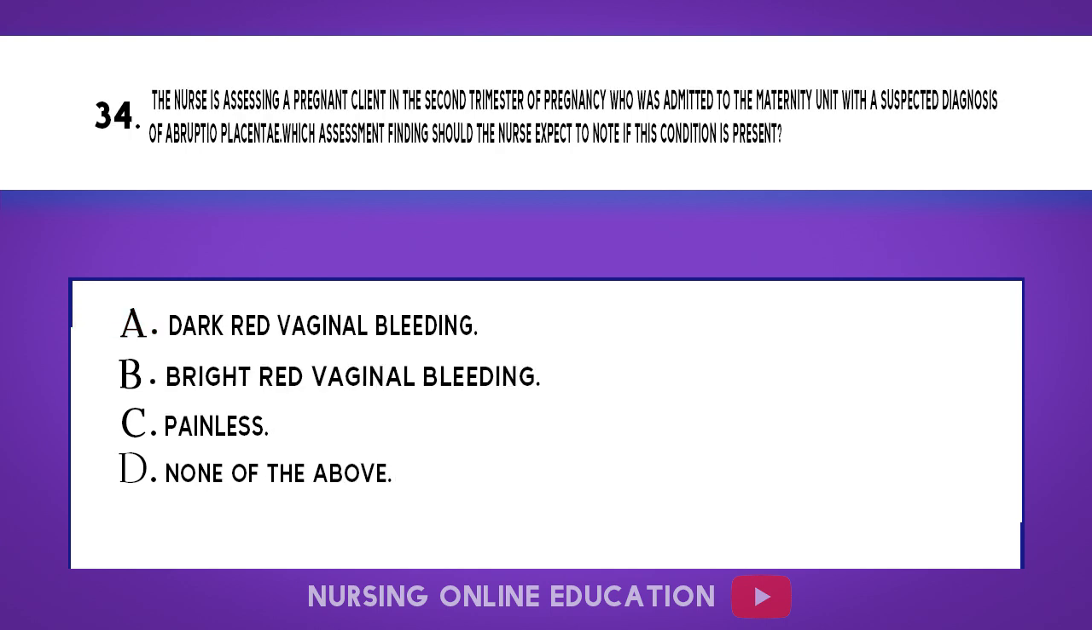Home visit. 34. The nurse is assessing a pregnant client in the second trimester of pregnancy who was admitted to the maternity unit with a suspected diagnosis of abruptio placentae. Which assessment finding should the nurse expect to note if this condition is present? A. Dark red vaginal bleeding. B. Bright red vaginal bleeding. C. Painless. D. None of the above.